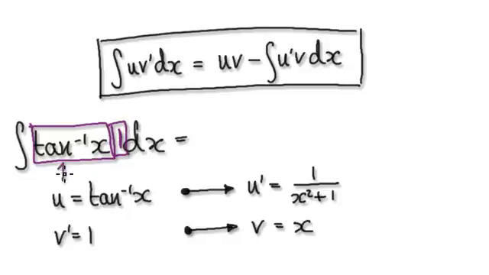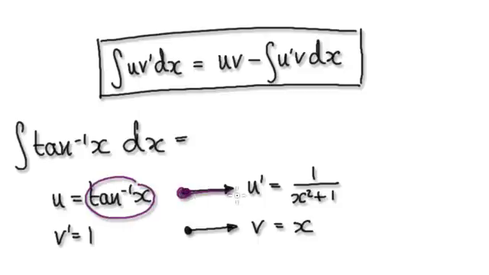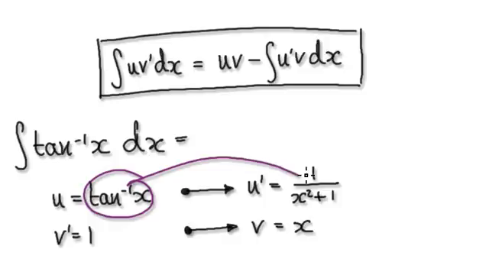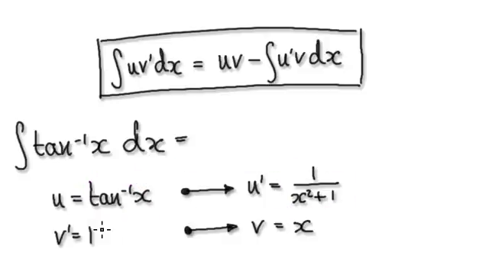Now let u equal this, and let v prime equal 1. So let u equal the inverse tan of x, and let v prime be this number 1. If u equals the inverse tan of x, then u prime equals this thing here, because when you differentiate this, it will give you this. Now if v prime equals 1, then v will be x. So now just follow our normal routine.